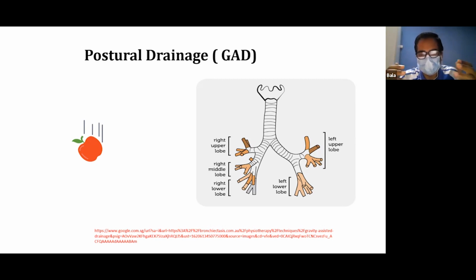Okay. Everybody clear about postural drainage? Later, I have a video. We can watch the video now. I just wanted to make sure you all understand how to position your patients based on the lobes.